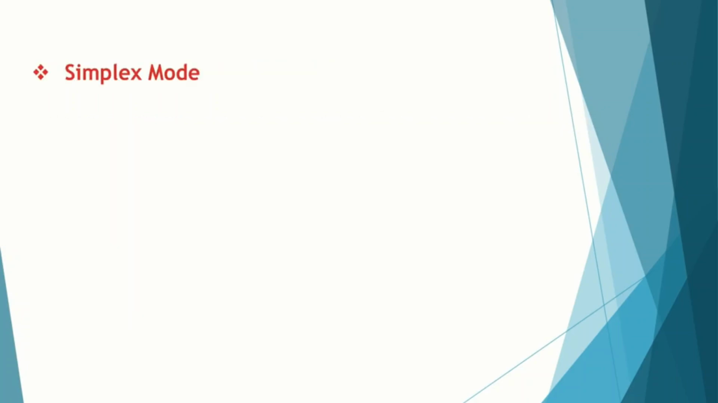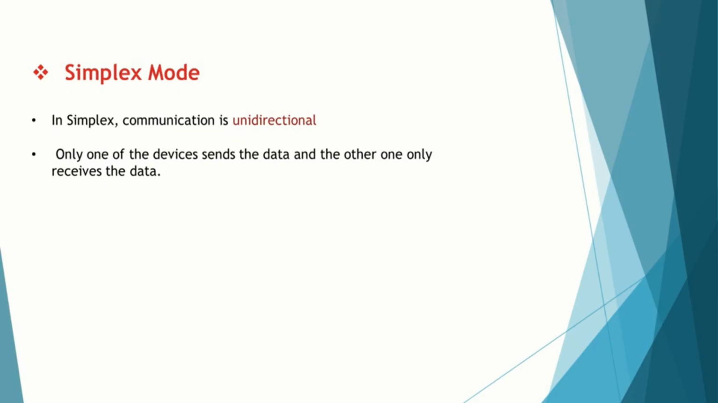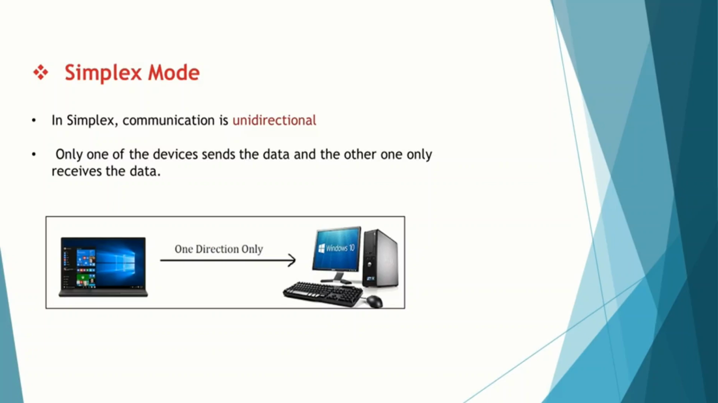In simplex mode, the communication is unidirectional, means only one direction of the data, in which only one of the devices sends the data and the other one only receives the data. As you can see in the diagram, the first computer is sending the data and the second one is receiving the data. So only one direction is there.